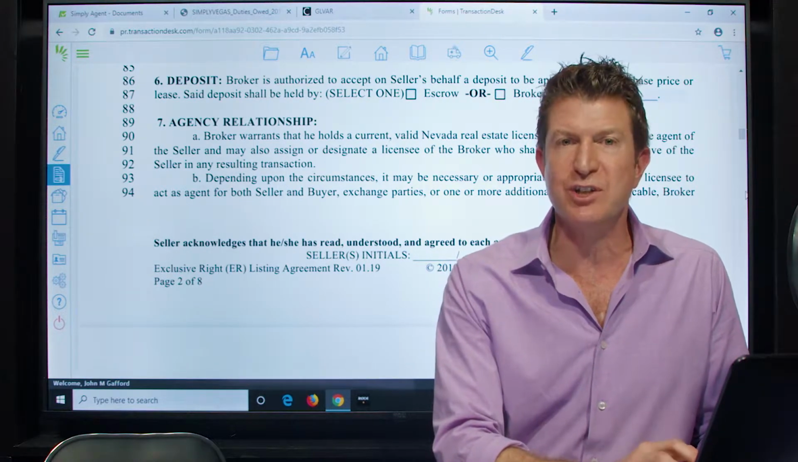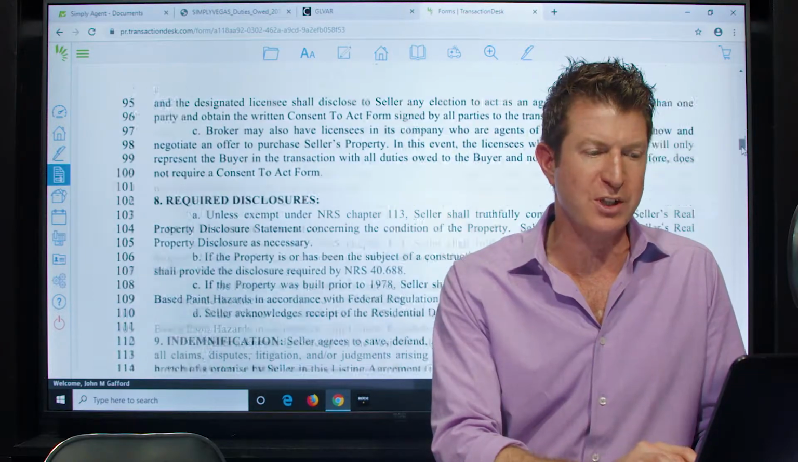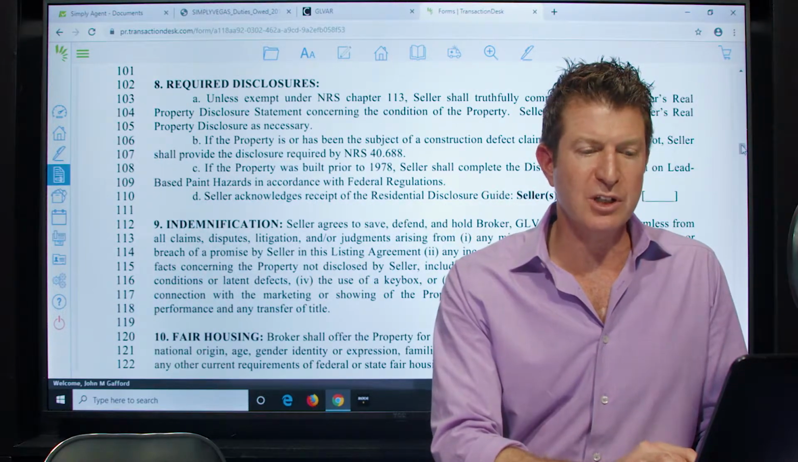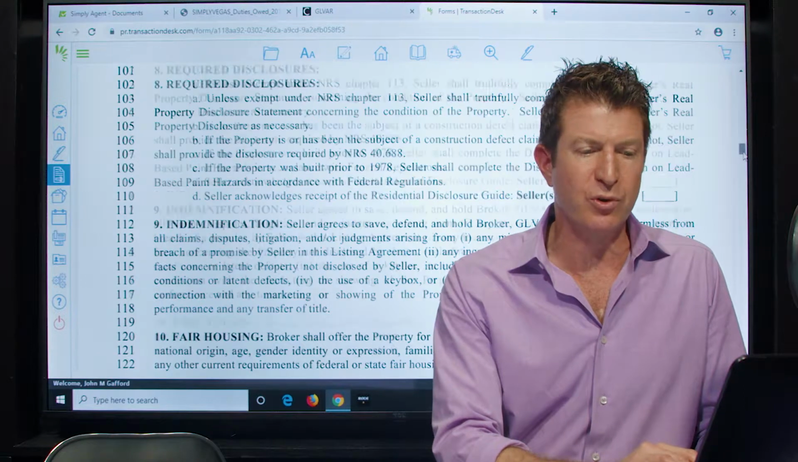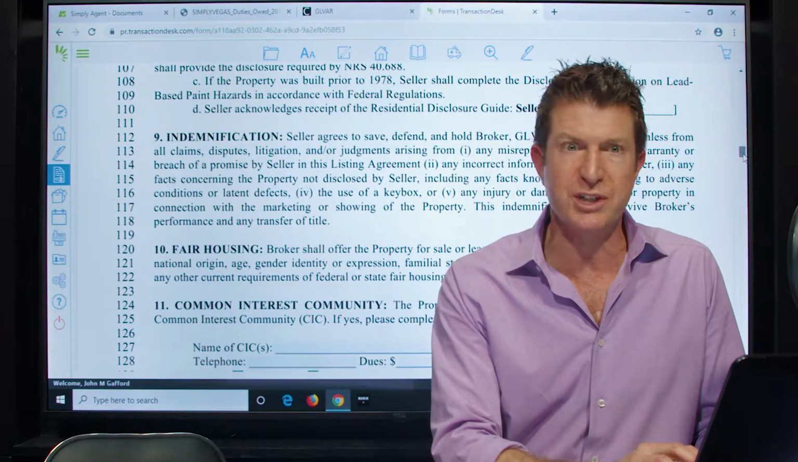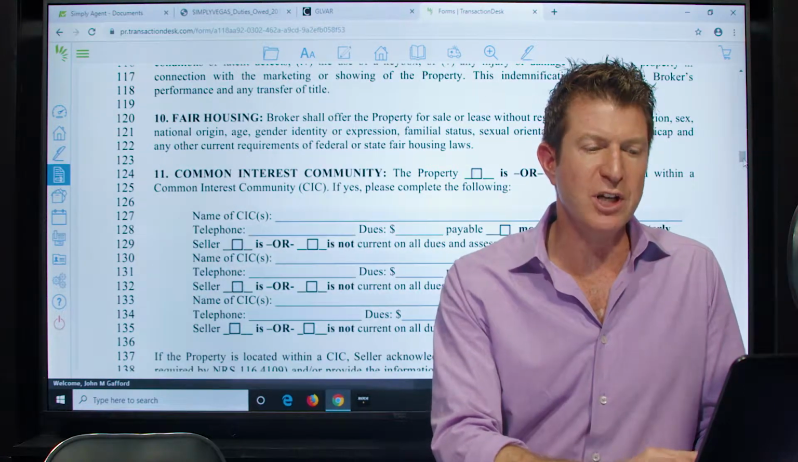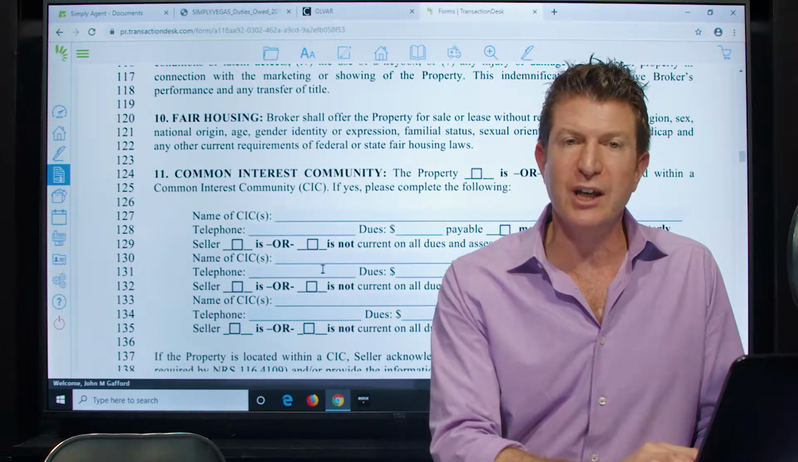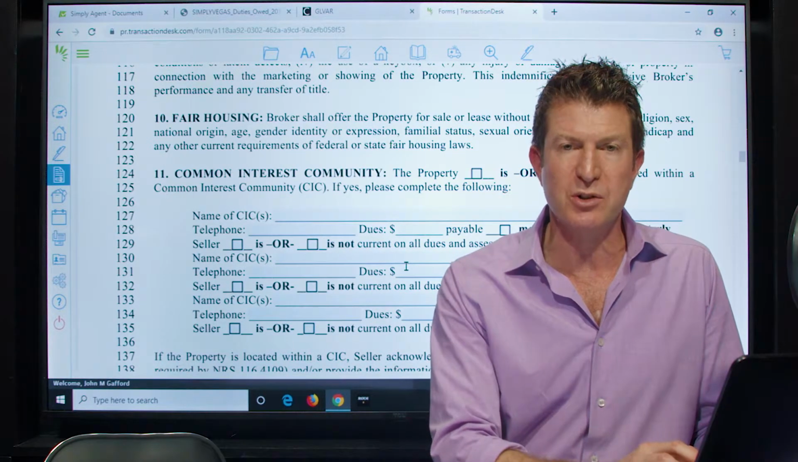You already have a duties owed in place by the time you're going through this section of the form. Going through disclosures, etc., is obviously extremely important. Wherever there's a spot for an initial, your seller needs to be initialing. Common interest communities: pre-fill in all of the information about a homeowners association.